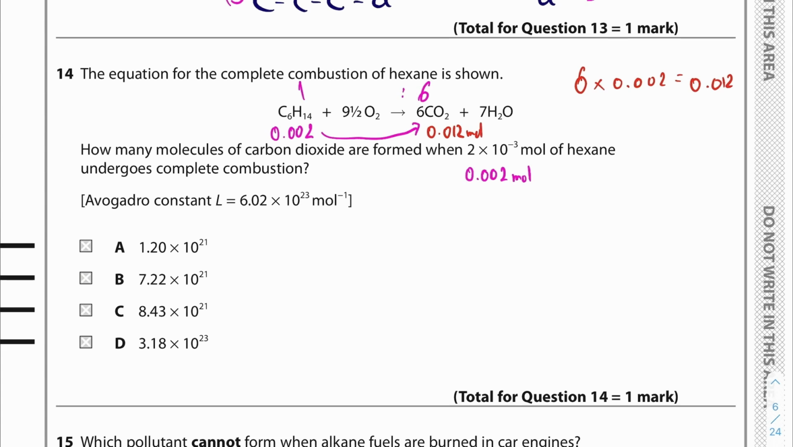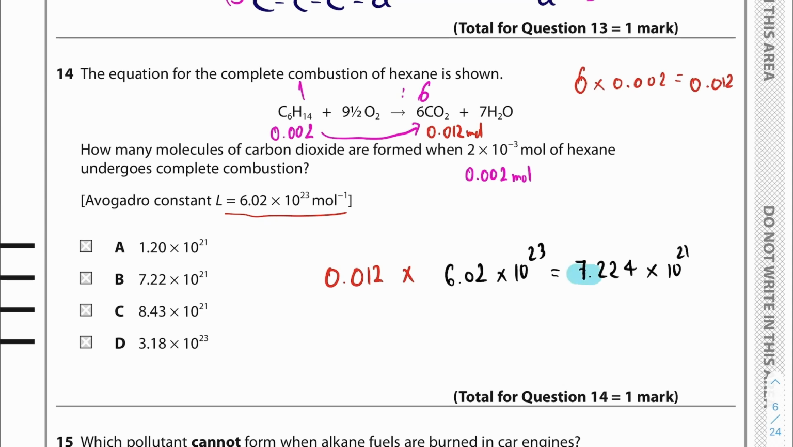They've given us the Avogadro's constant. So how do we work out how many molecules? It's simple. Just the moles, 0.012, times the Avogadro constant L. So times by 6.02 times 10 to the power of 23. And this gives us 7.224 times 10 to the power of 21 molecules.